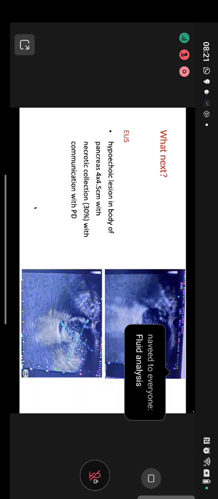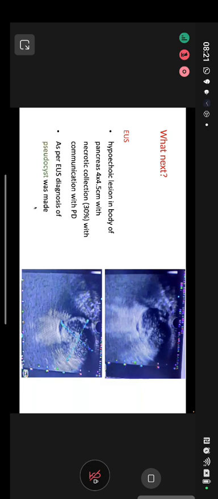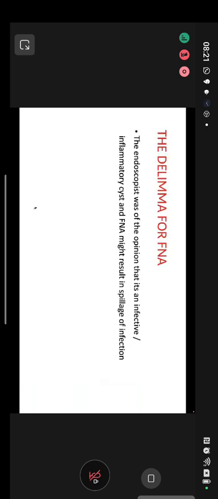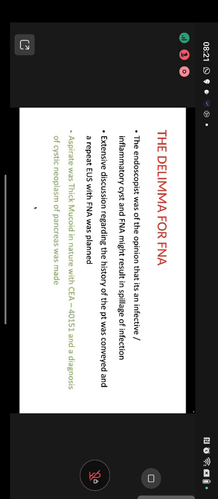But there was no history of pain at all. So we were very sure that there's no history of acute pancreatitis, and this kind of pseudocyst cannot be without pain, right? So we persisted with EUS guided aspiration. On aspiration there was thick mucoid fluid, and CEA was 40,000.